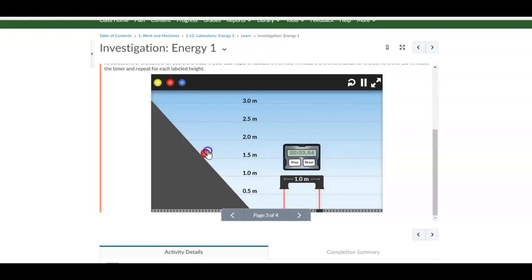At the 1.5 meter mark, I need to reset. The timer kept going. So 1.5 takes 0.19 seconds. I'm gonna reset that. Now we're at the 2.0 mark. 0.16 seconds, 2.5 mark, 0.14 seconds. So if you're writing this in your data table, hopefully you're seeing some patterns there.